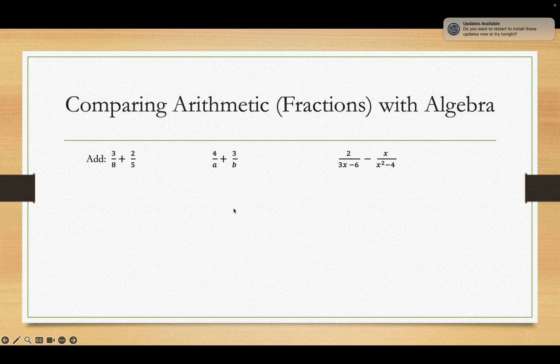Okay. Now, let's compare how to add fractions with algebra and with the old way of doing it with just regular whole numbers. So this is what we worked on in the last lesson. Give it a shot. Go ahead.